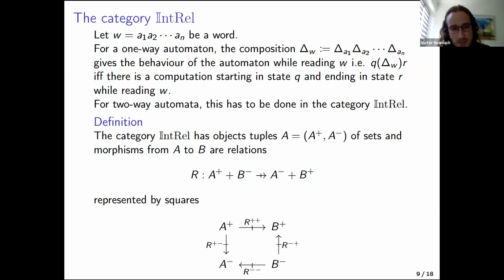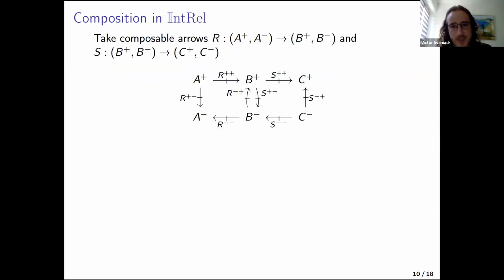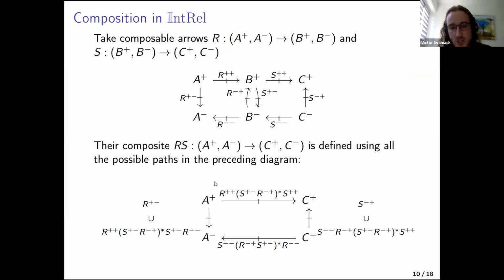So you have relations that start out of the two corners, basically. So why is it nice? Because the composition is defined as follows. You take two composable arrows in this category, and you put the squares together, and you have this kind of rectangle. And now what you want is a square with vertices A plus, A minus, C plus, C minus.